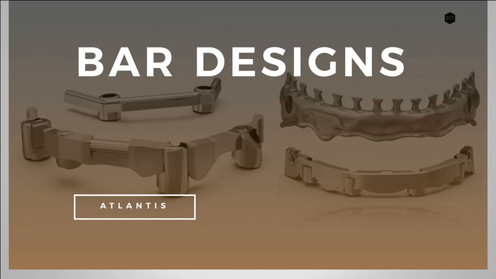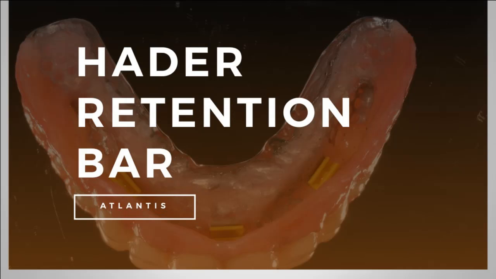There are different bar designs that you can use. What you can see on these bar designs here, that's a 2-in-1 bar which we've described, which has a well-fitting primary and secondary framework. Here you can see different other bar designs, which are Dolder and Hader bars. All sorts of different attachments can be made. In fact, what I'm going to talk you through is a case with a Hader retention bar.